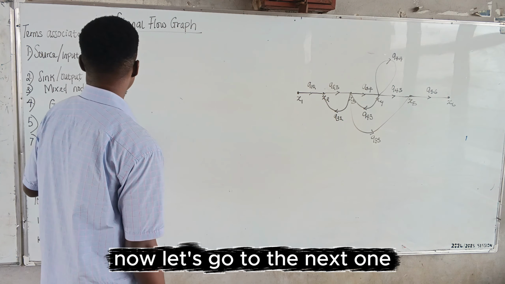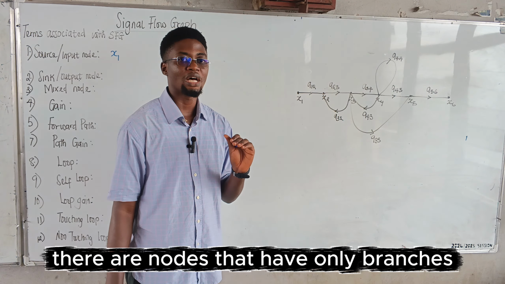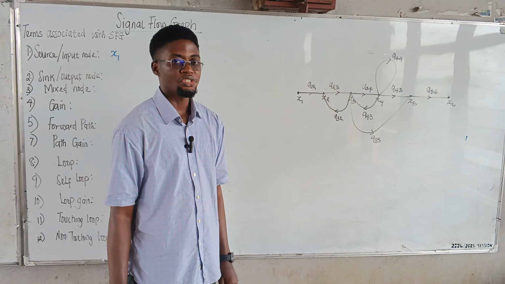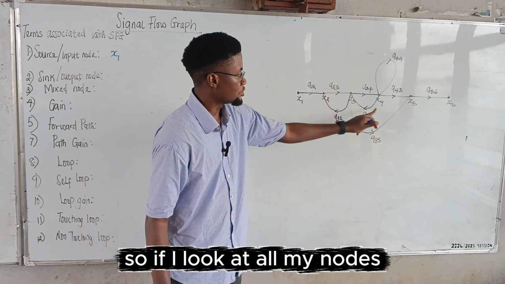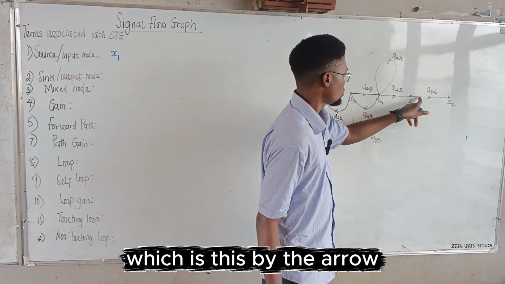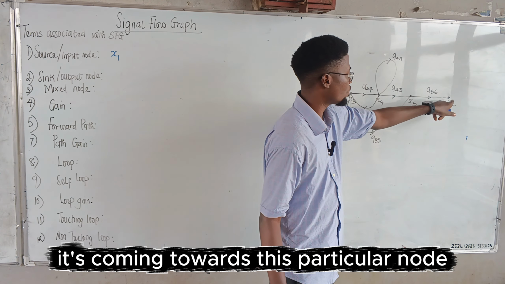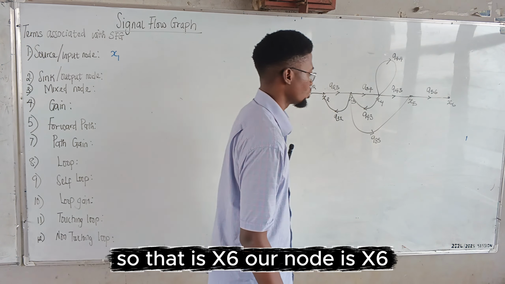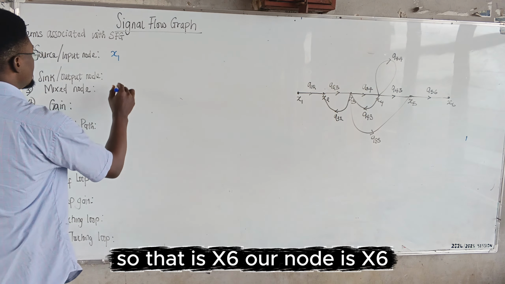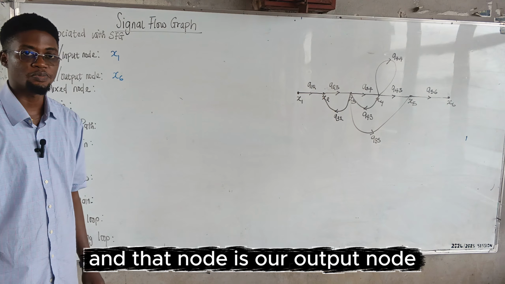Now let's go to the next one, the sink or output node. Sink or output nodes are nodes that have only incoming branches. If I look at all my nodes, x6 only has incoming branches, which is this. By the arrow, you can see that it's incoming, it's coming towards this particular node. So x6 is our output node.